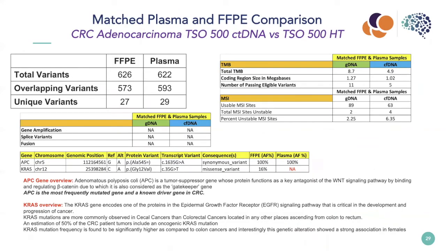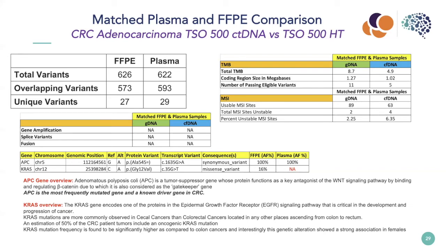So if we then look at the matched plasma and FFPE comparison. So in this case, the colorectal cancer adenocarcinoma. So again, a real patient sample, looking at the circulating tumor DNA analysis, and then pairing that with the TSO500 high throughput DNA analysis. So obviously 2 independent runs, high throughput DNA performed as described earlier, circulating tumor DNA performed as described earlier, and in both cases using the recommended input amounts of material, 80 nanograms on the TSO500 HT, 30 nanogram input for the circulating tumor.